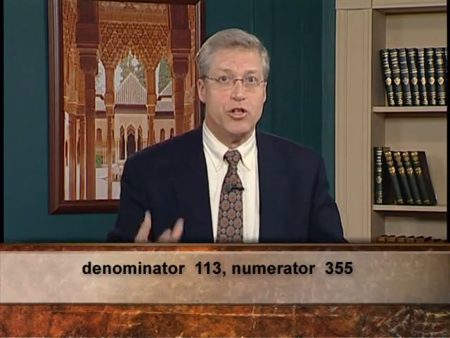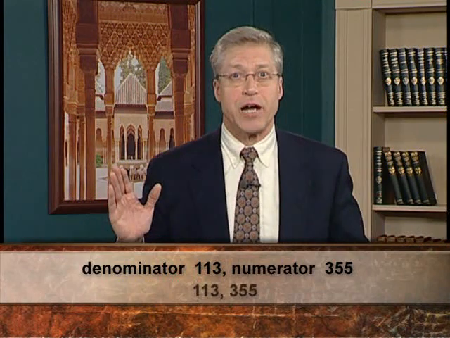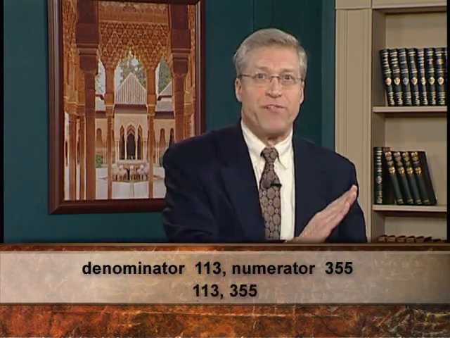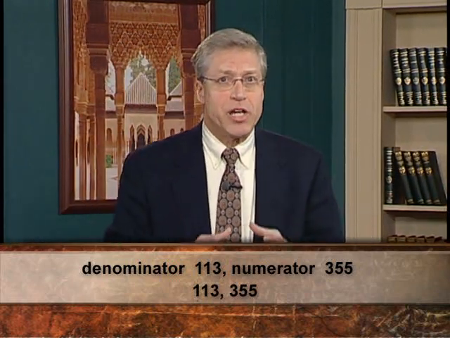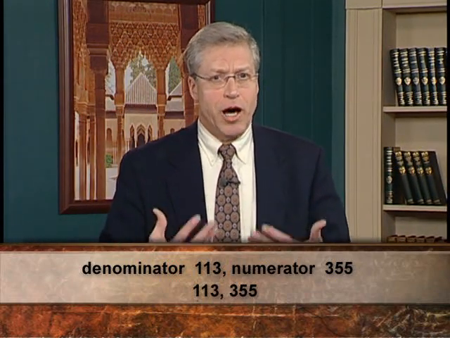I've always thought this makes a lot of sense because the denominator tells you what kind of thing you're talking about in the fraction, and the numerator then tells you how many of these you've got. And so if you take this fraction, 355 over 113, and instead describe it as denominator 113, numerator 355, you've got 113,355, and that's a very easy sequence of numbers to remember. And as I said, it gives an extremely accurate approximation to pi.